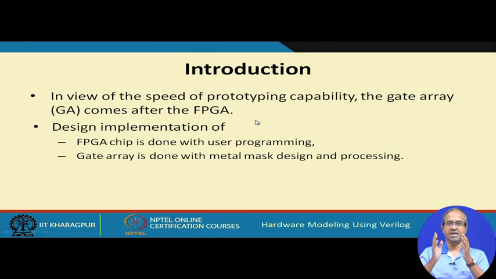Now, gate array is something that comes right after FPGA. See, the two extremes of the spectrum are FPGA on one side and a pure ASIC on the other side. Now, you recall what we had said. When you want to manufacture an ASIC, we have to send our design to the fabrication facility. They will be carrying out all the steps of fabrication, they will be manufacturing the chip and they will be sending it back to us.